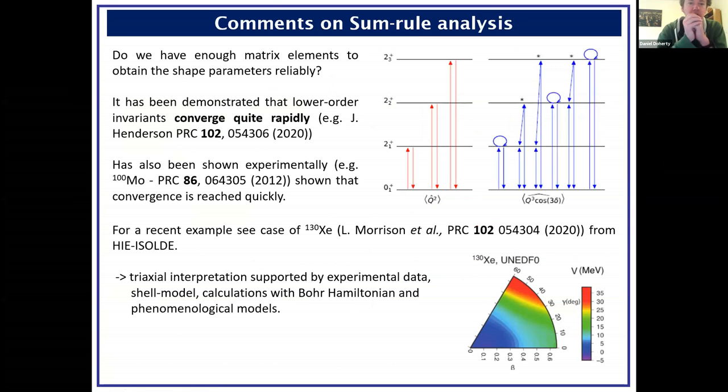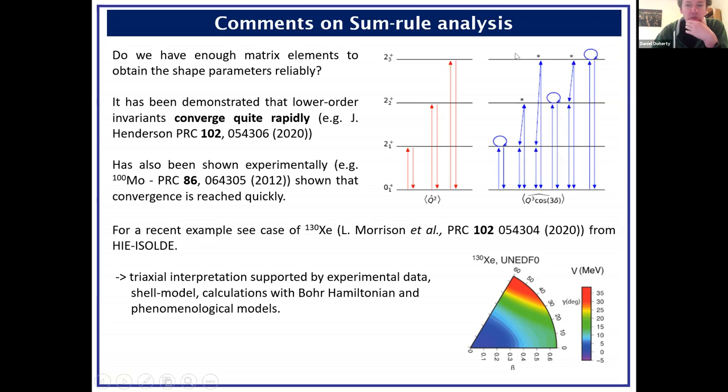So I add a few comments on it just here. The natural question is, do we have enough matrix elements to determine these shape parameters reliably? I should say this is the central value, of course, of these matrix elements. I'll comment on the spread in these matrix elements in a second. This was demonstrated by Jack Henderson in this very recent paper in 2020, where I pinched this figure from. You get convergence quite rapidly. In Jack's paper, he used a set of matrix elements determined, I think, with NuShellX, and shown that this convergence for these central values was reached pretty rapidly.